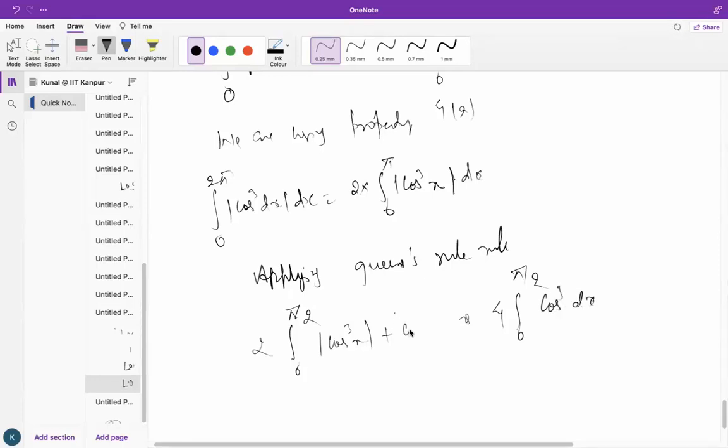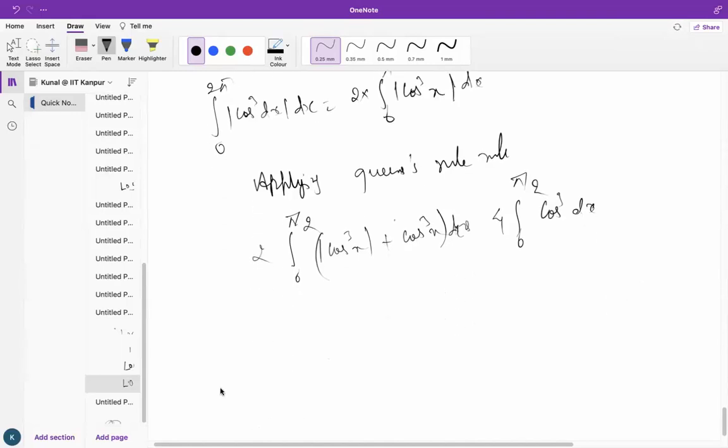Here again we get the cos³x, right? No harm in doing this. So it will look something like that. Now what you have to do? Now we get the result as 4 times the integral from 0 to π/2 of cos³x dx. So now apply Wallis here.